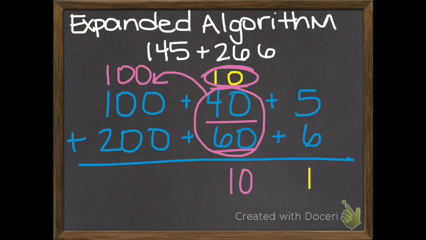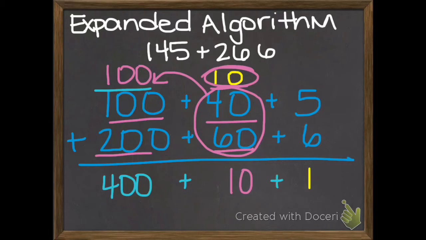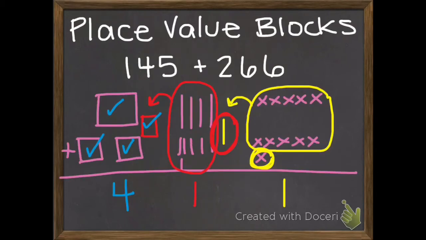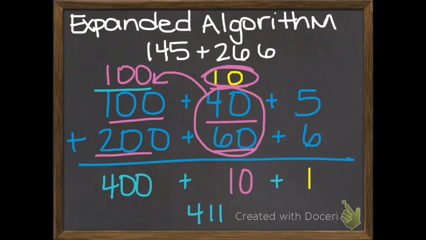Now I'm going to move over to my hundreds place. Here I have 200 plus 100 is 300. Plus the extra 100 I moved over, which is 400. Nice. Now everything's nice and neat, and I can add together 400 plus 10 plus 1, which is 411, which is the same solution I had when I used the pictures.